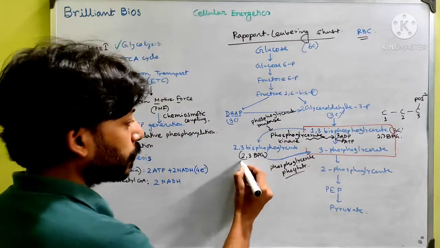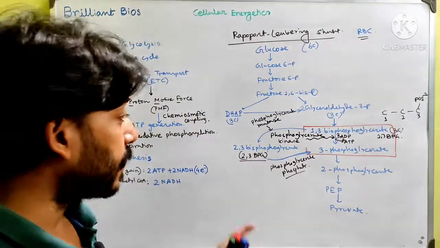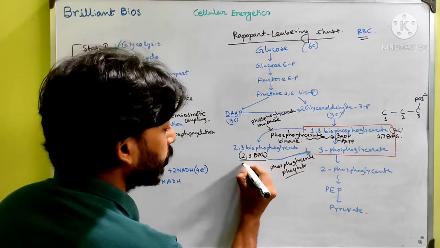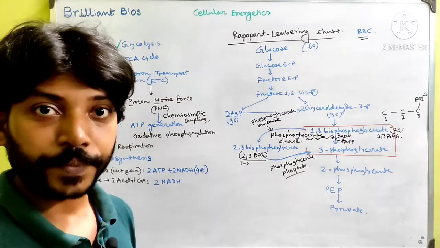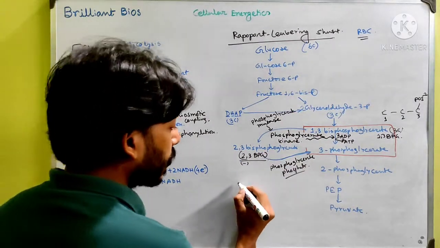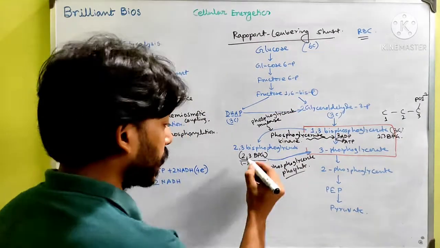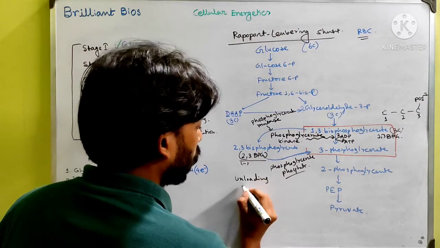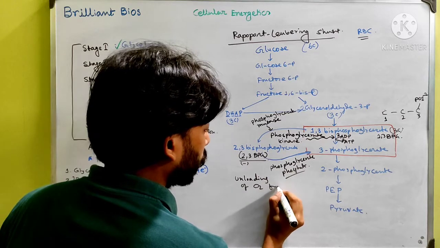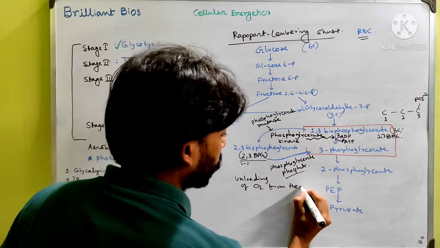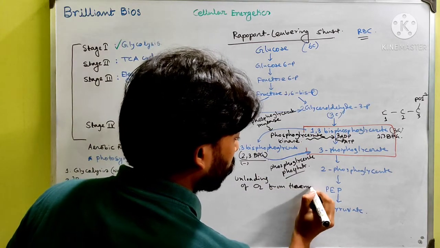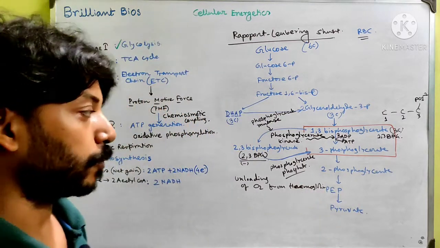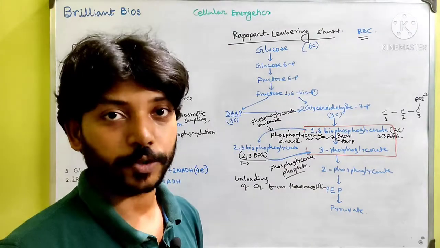Now what is the role of this 2,3-BPG? It has an important role in RBC because it is a negatively charged molecule, and it helps in the unloading of oxygen from the hemoglobin. This is the reason. It unloads oxygen from the hemoglobin to the required tissue site.